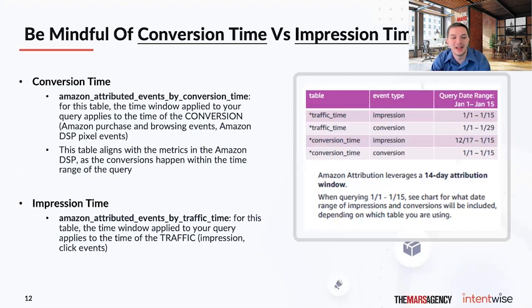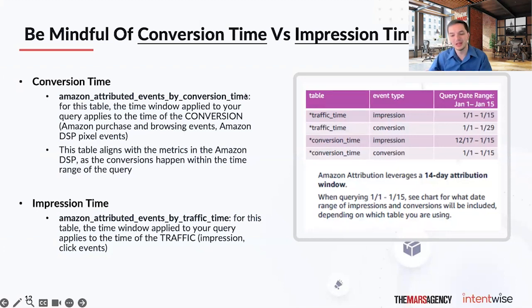Another common pitfall I've seen and I've made myself is being mindful of the difference between the Amazon attributed events by conversion time table versus the Amazon attributed events by traffic time. The key distinction being, if I served you an impression today and I converted today, the tables would align. But if I was served an impression today and I converted 13 days from now, the traffic table would contain my conversion today, and the conversion table would put my conversion 13 days from now.